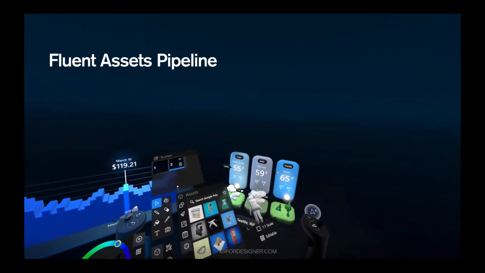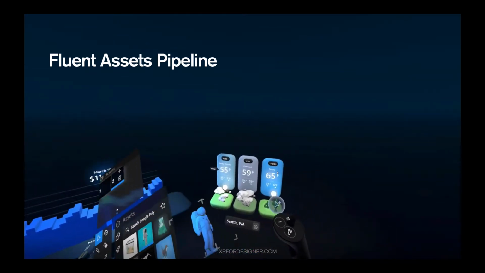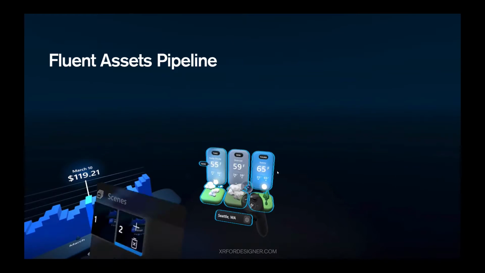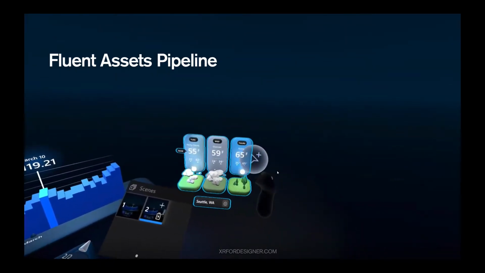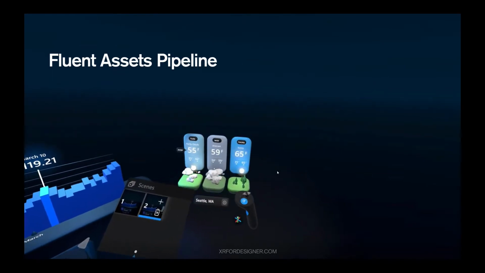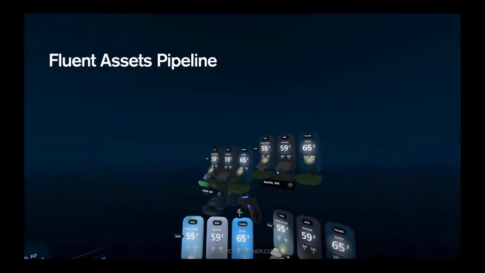The second part of Assets Pipeline is that you can really easily copy, paste, and reuse your components. For example, this group over here, just select it and use your grip to hold it, and then press trigger. You will just stamp it all over your scene. It's really fast to copy any components.